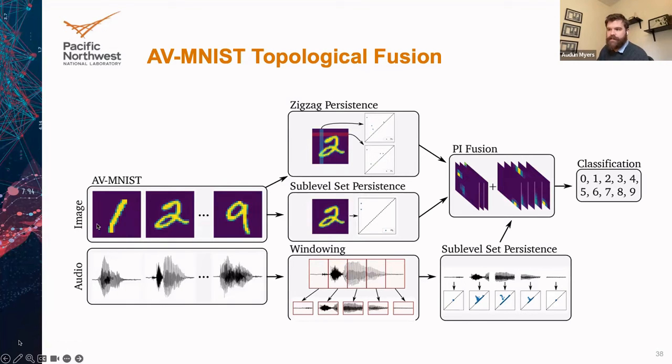Fusing different modes of data, such as images and time series data, isn't a trivial problem, but one way of doing it is using topology. We did this through sublevel set persistence on the time series data, which gives us persistence diagrams, which we then vectorize into what are called persistence images. We can also do this on the images using sublevel set persistence, as well as what I'll be talking about, which is the zigzag persistence scanning of these images. The main goal is that we stack all of these persistence images together, and then we get this high dimensional image, which we can feed into a 2D CNN to do classification.